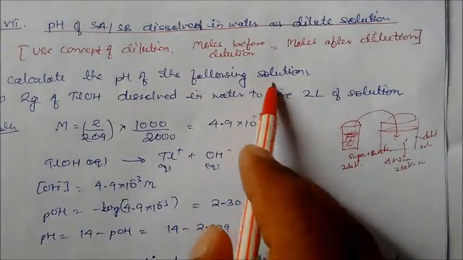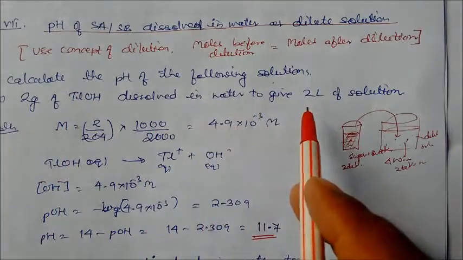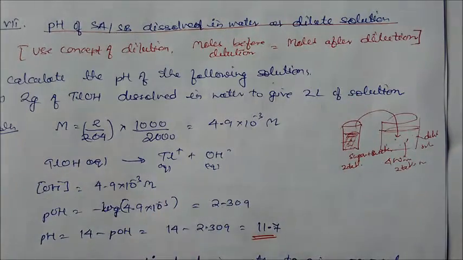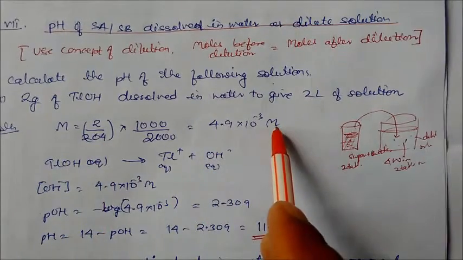Calculate the pH of the following solution. 2 gram of thallium hydroxide dissolved in water to give 2 liter of solution. First you find the concentration: 2 upon the molar mass of thallium hydroxide, which is 204. So you will get this much concentration.